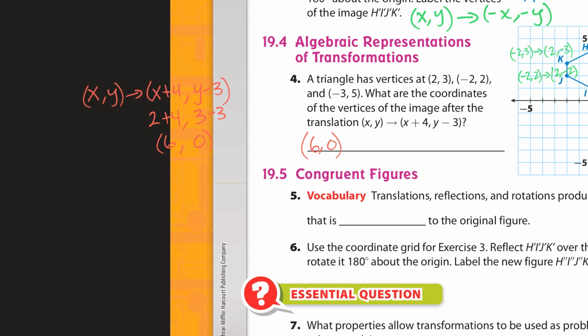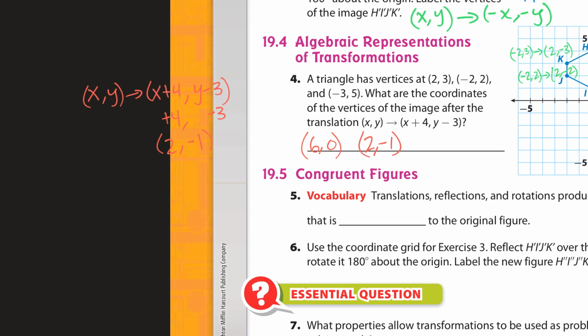Okay. The next point, and I'm eyeing this right here, -2, 2. How about I just erase that and that and this and this. And I put -2 and 2. Right, that's the x and y coordinates of the next point. And -2 plus 4 is 2, and 2 minus 3 is -1. So the next point is 2, -1. And then I'll erase the other stuff.